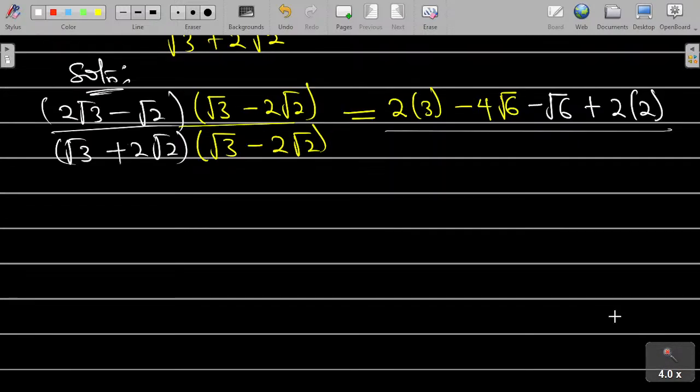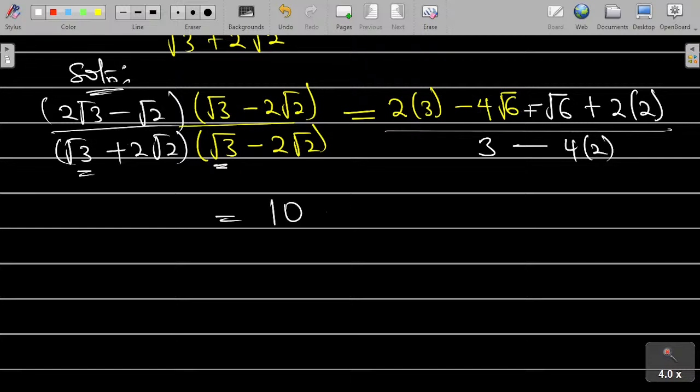All over our conjugate, remember how I told you to do that? This should multiply this, then minus, then this one will multiply this. That's all. So root 3 times root 3 is root 9, which is 3. And then 2 root 2 times 2 root 2 will give us 4 root 4, which is 2. Okay? And so you now have, let's simplify what we have. 2 times 3 is 6, plus 2 times 2, which is 4. So if you add the 2, you get 10.